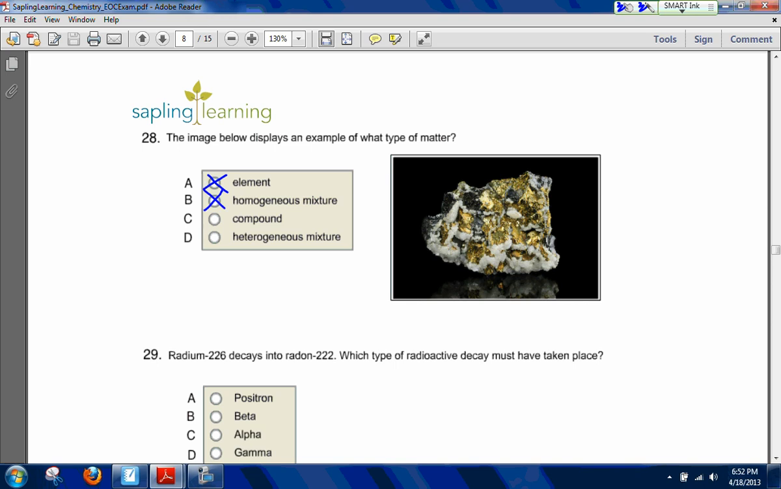Compounds have the same exact formula all the way throughout. If it's a compound, it looks exactly the same. Can't be a compound. We're left with one thing left. It's heterogeneous mixture, which means that it looks different from one place to the next. D is our answer.